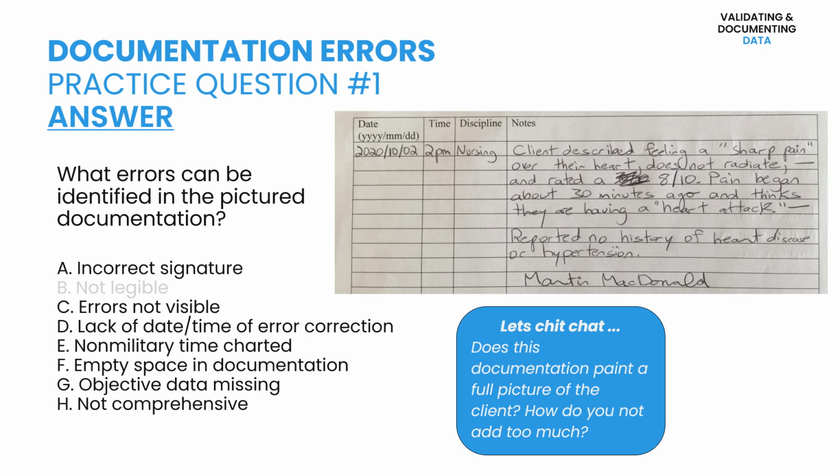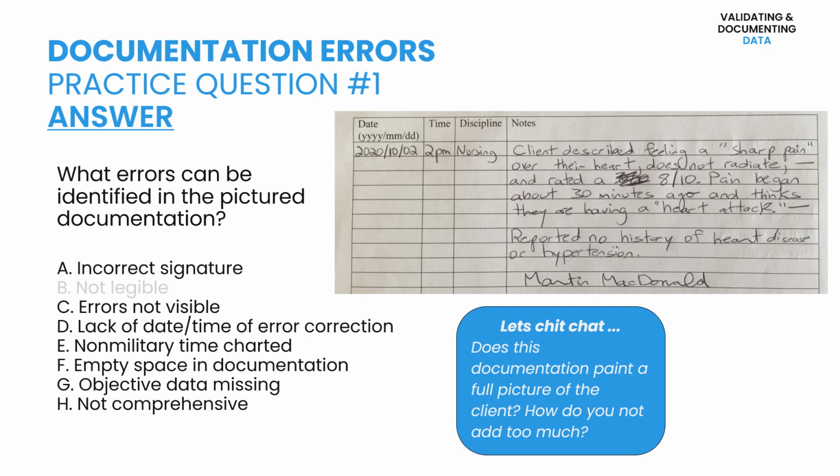B was not correct, so it's grayed out, not legible. This is legible. C, errors are not visible because it is scratched out. There is not a single line through. There's also no date or time of the error correction. So there's date and time of when it was originally done, but not of that error correction.